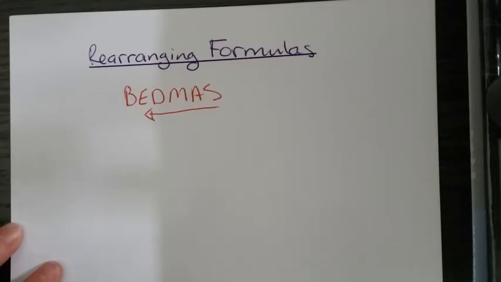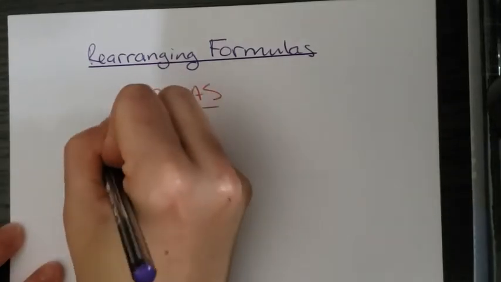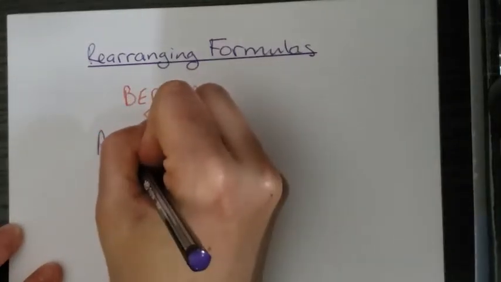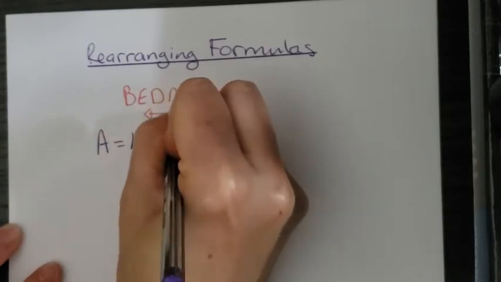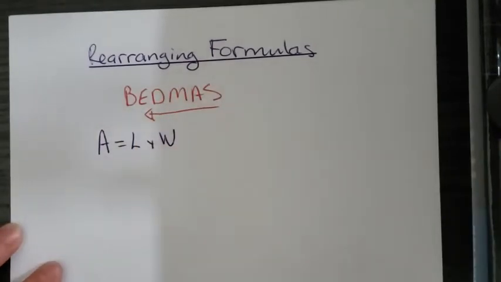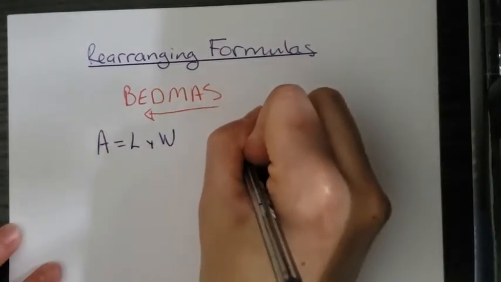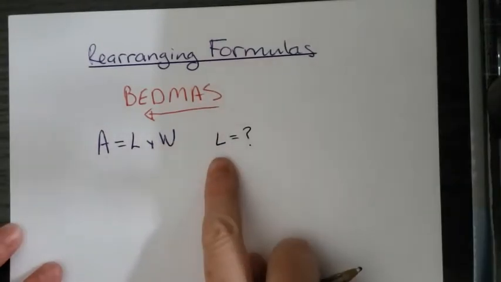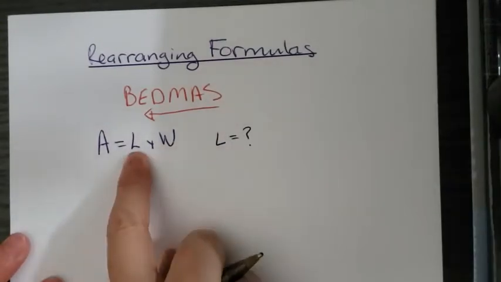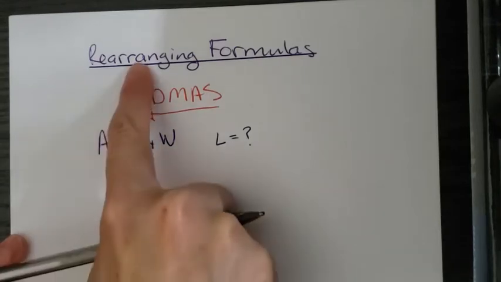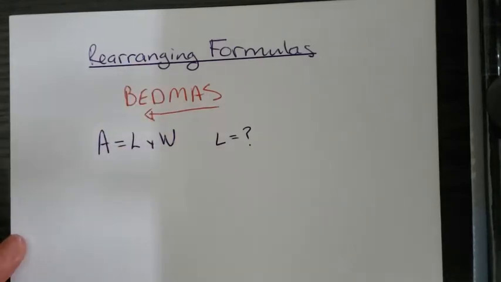So I want to try a couple examples. The very first example is an easy formula, the area of a rectangle, which is length times width. If we wanted to get the length all alone, we want to solve this formula for length. Well, you have to look at what's with the length. We're going length times width. Rearranging, as I already said, means do everything backwards.